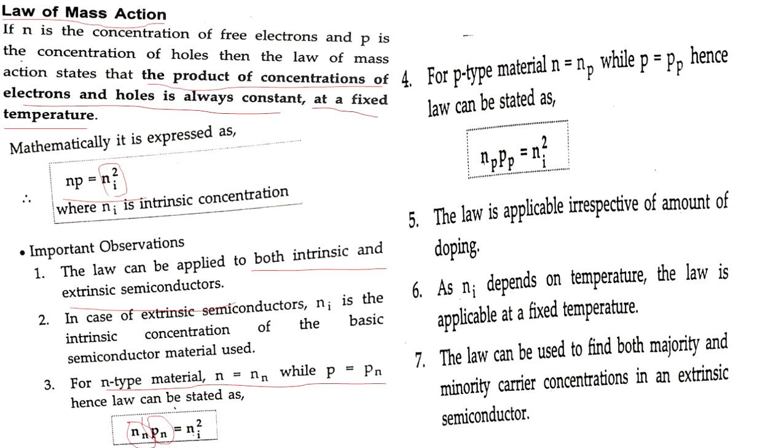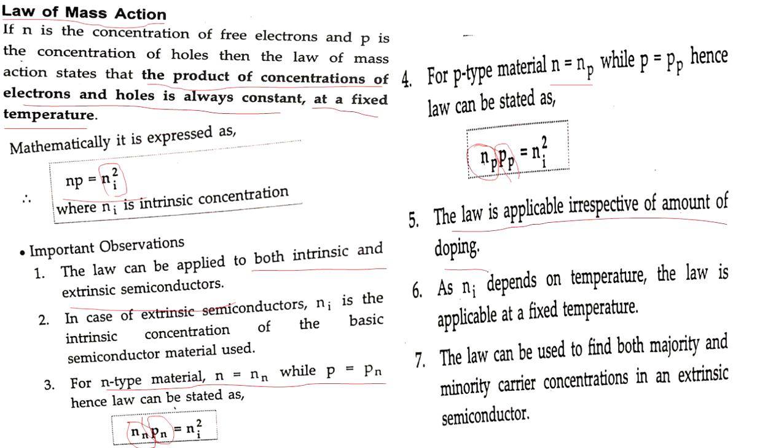So for a p-type material, n is equal to n_p. Right, p-type material, n is equal to n_p. So this is for n-type material, that's why we put the suffix n. Whereas for p-type, here n_p and p_p. So n_p is the concentration of electrons in p-type, and p_p is the concentration of holes in p-type. So this law is irrespective of the doping.